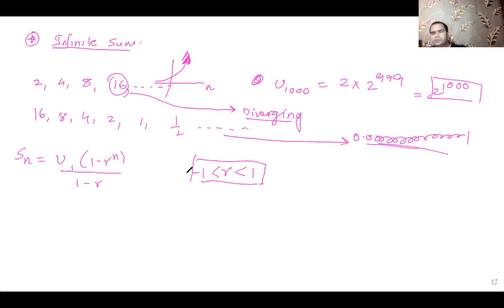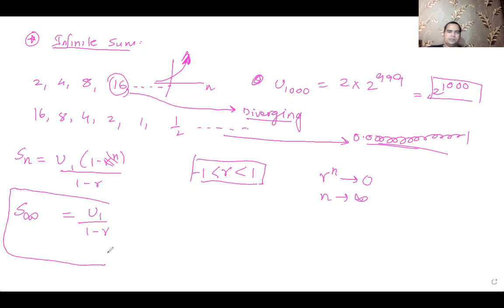So if the ratio is between -1 and 1, what happens is that r to the power n becomes 0 when n tends to infinity. So if n is a really large number, r to the power infinity becomes 0, because like half an apple you're dividing into infinite parts, each part corresponds to 0. So this formula, S infinity, when you write it down, is actually u1 over 1 minus r. This part becomes almost 0, and that's where the sum to infinity comes into the picture.